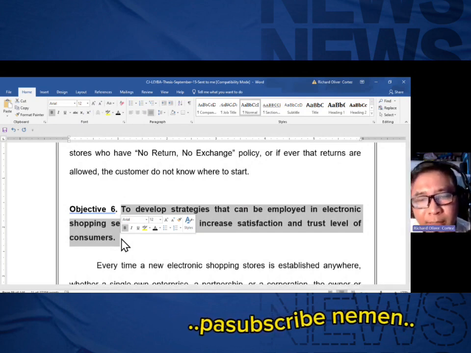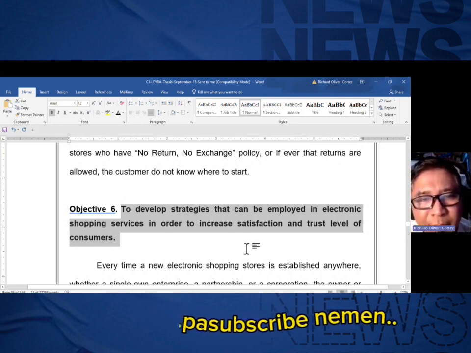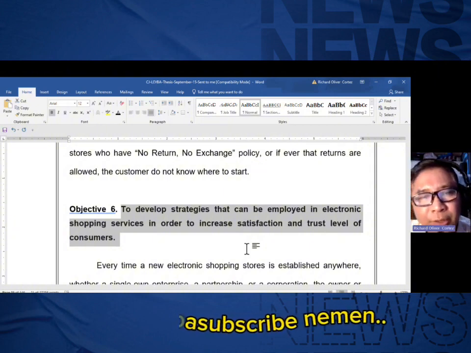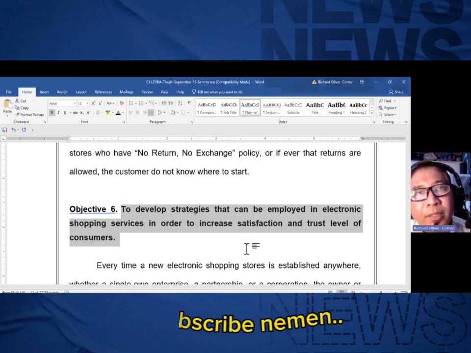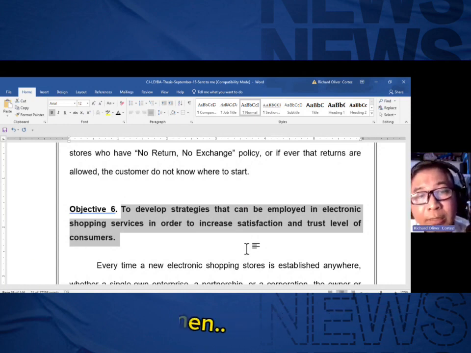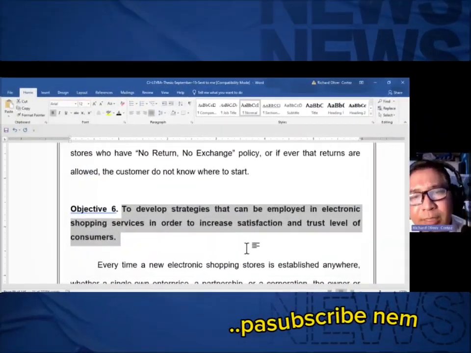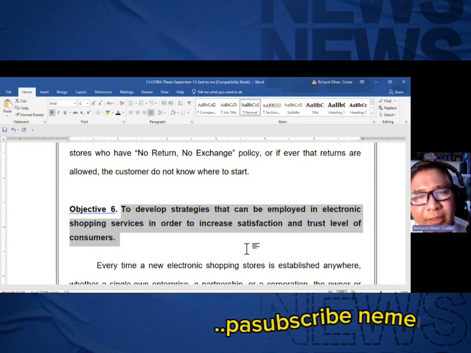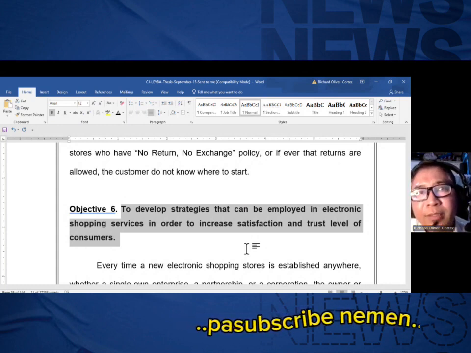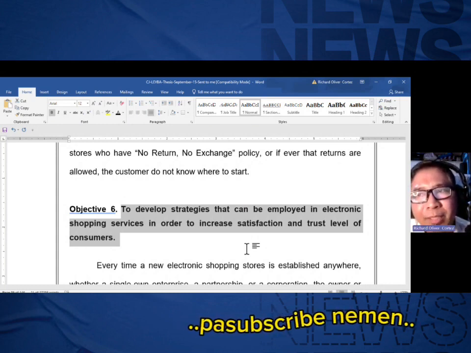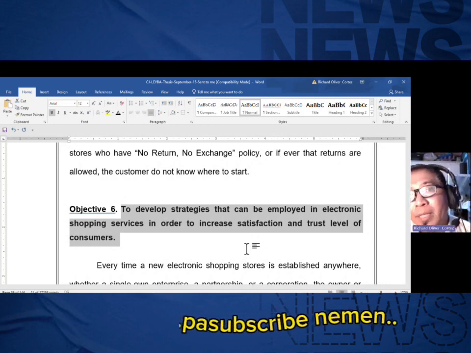Gagawa siya ng strategies na pwedeng gamitin ng mga online stores, electronic shopping store or service, to increase satisfaction and trust level ng mga consumers. Kasi sa electronic shopping or online shopping, one of the issues ay yung risk na hindi masyadong trustworthy mga online businesses kasi may hindi na de-deliver, yung payment platform, hindi na ipasok yung pera, no? Or na-deliver man ay may damage yung product or mahirap ibalik.